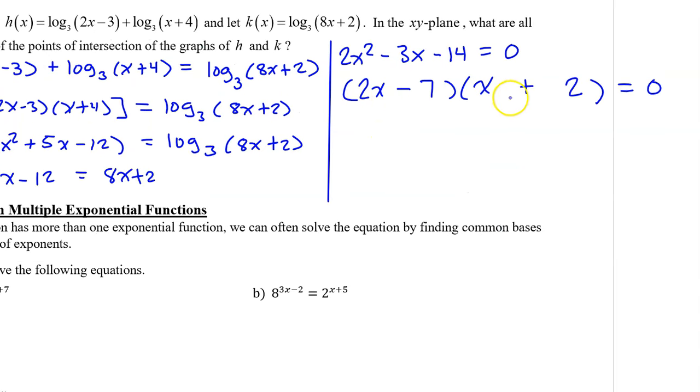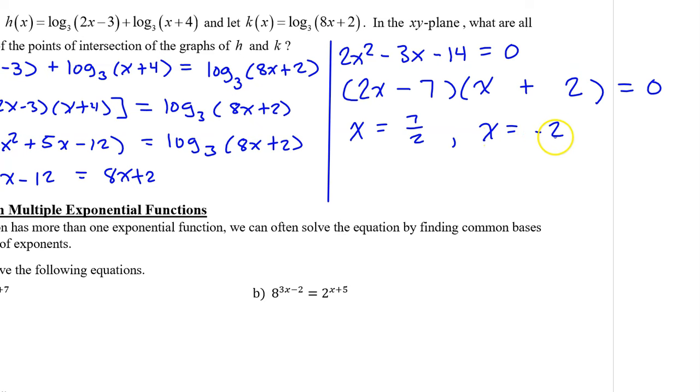Using the zero product property, in other words, setting each of these factors equal to 0, we get x is equal to 7 over 2, and x is equal to negative 2. But we must be careful to make sure that neither of these answers are extraneous.